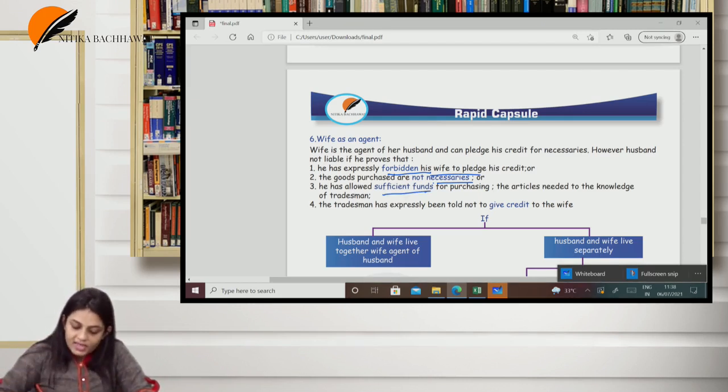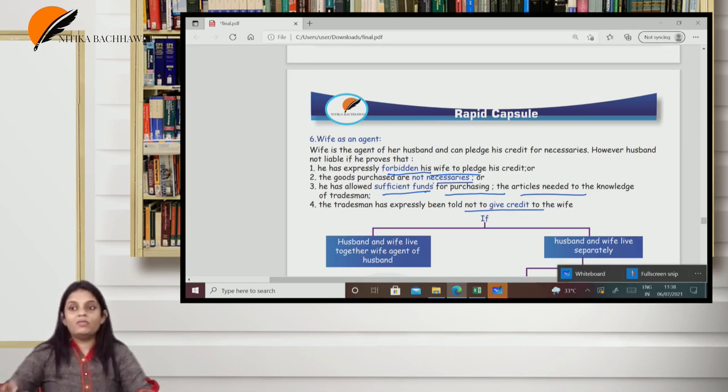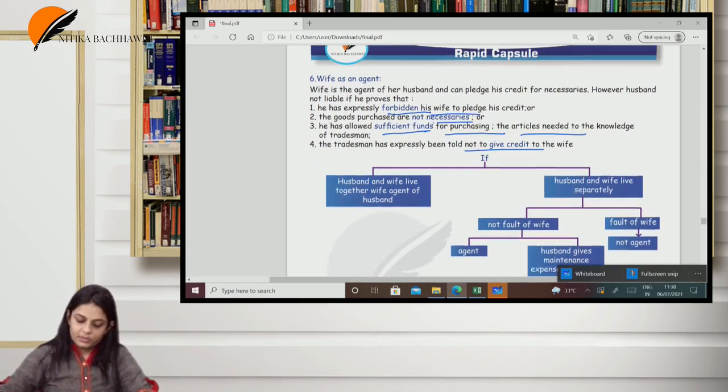If he has given sufficient funds to the wife for purchasing the articles, then he is not liable. He is also not liable if the articles needed are to the knowledge of the tradesman, who has expressly been told not to give credit. Or if the husband has gone to the shop or the business and told them very clearly, if my wife comes to purchase anything in my name, do not sell it to her, I am not responsible. Then if you sell, you are only responsible.